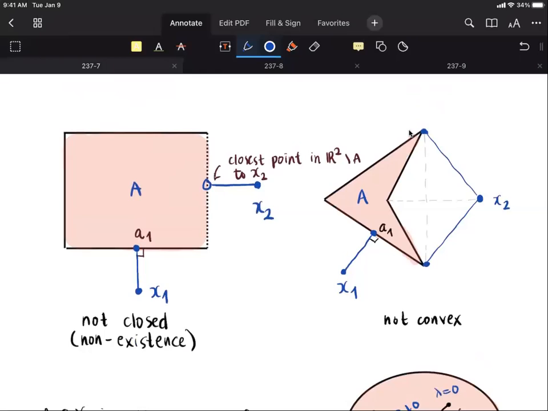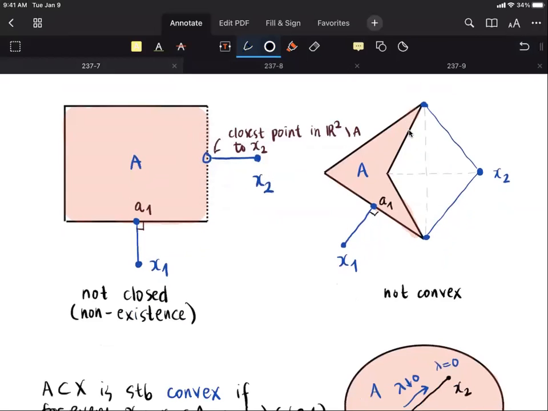So in this case, our set A is not convex because, as I said, if you pick these two points, the line segment is not contained in A. And if this is the case, although you have these two points as closest to x2, that point is not unique. So here we have two points that are closest to x2. So non-convexity may imply non-uniqueness.